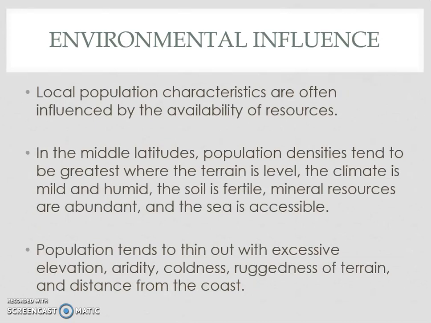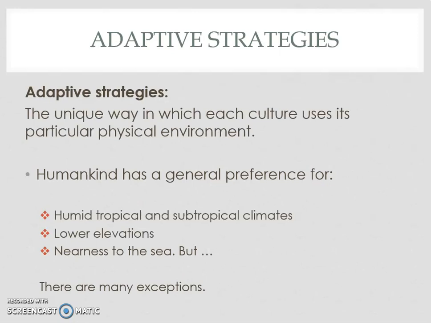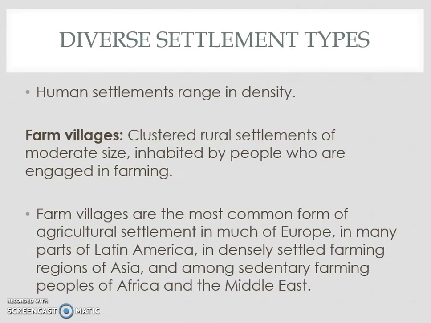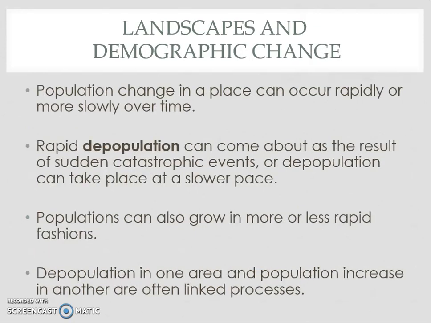Environmental influences, climate, natural disasters, human-made disasters, and so forth. Adaptive strategies, as far as different climates and different kinds of controls and amenities that can help with that, either help with the population or influences by the environment, people modifying their habits as an adaptive strategy, diverse settlement types as far as farm villages, landscapes and demographic change, depopulation.